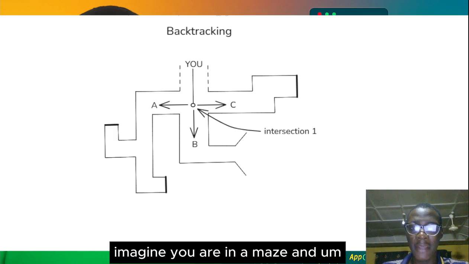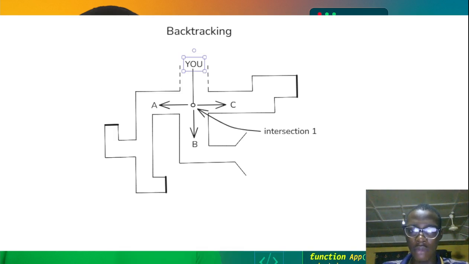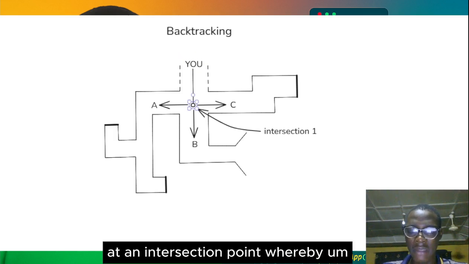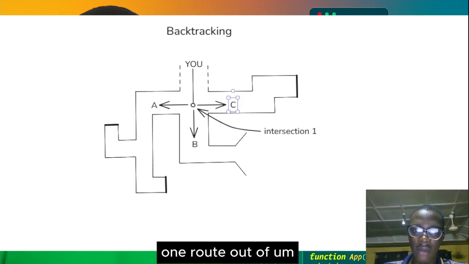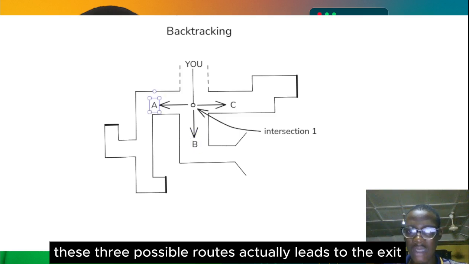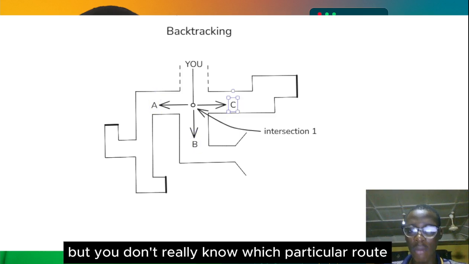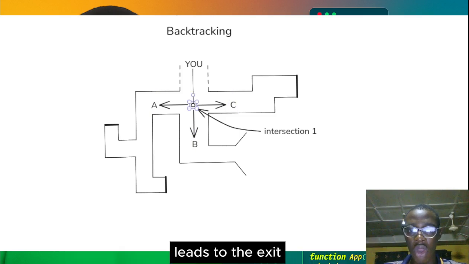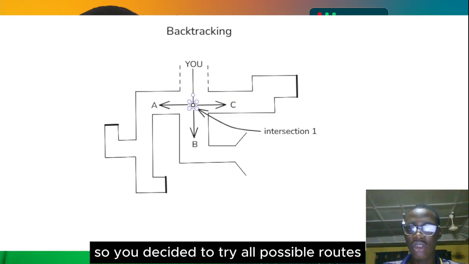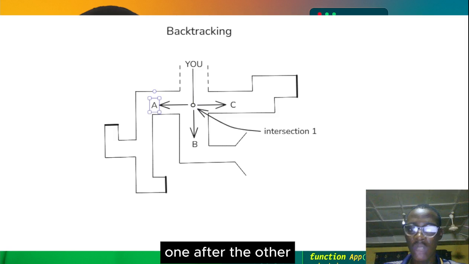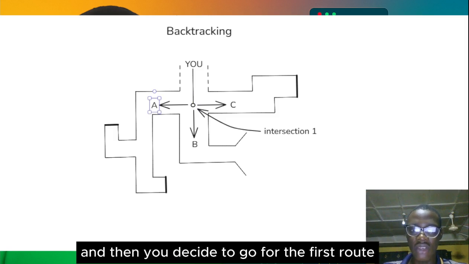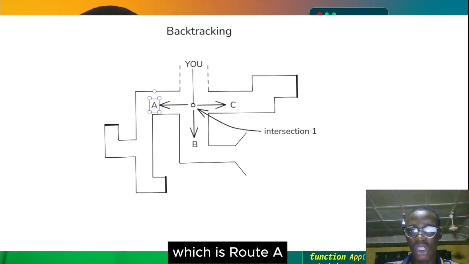Imagine you are in a maze and you are at an intersection point whereby one route out of these three possible routes actually leads to the exit, but you don't really know which particular route leads to the exit, so you decide to try all possible routes one after the other, and you go for the first route, which is route A.